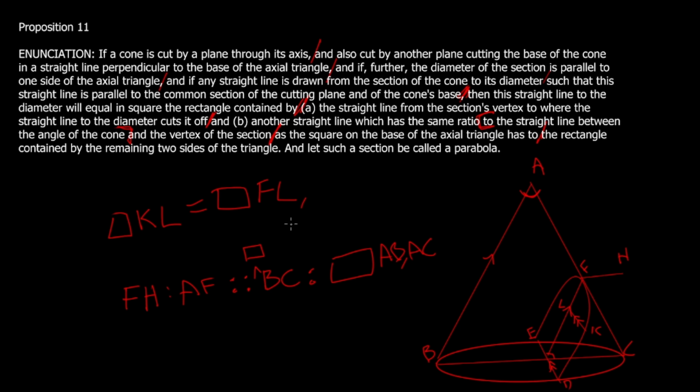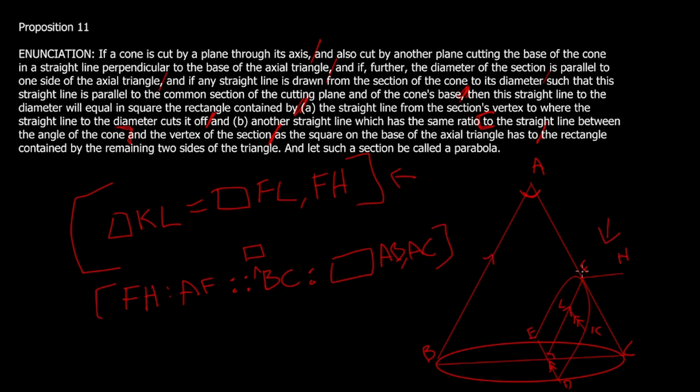So let's go back and say what this means. What we're trying to prove is this: the square on KL is equal to the rectangle on FL, FH. When we've constructed FH such that as FH is to AF, the square on BC is to the rectangle AB, AC.